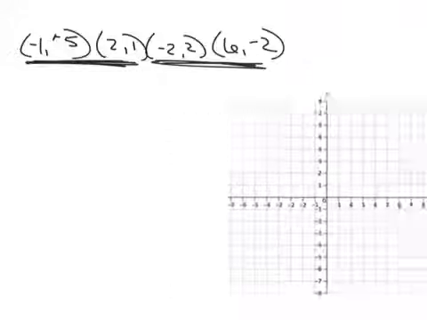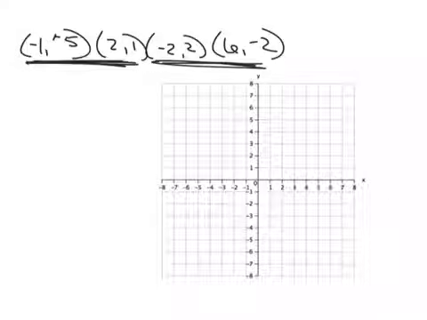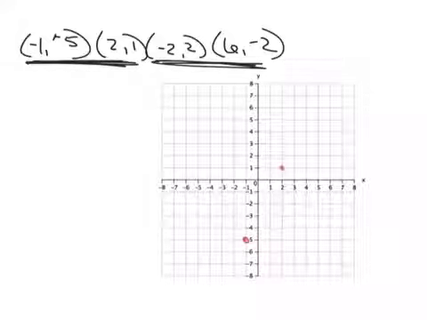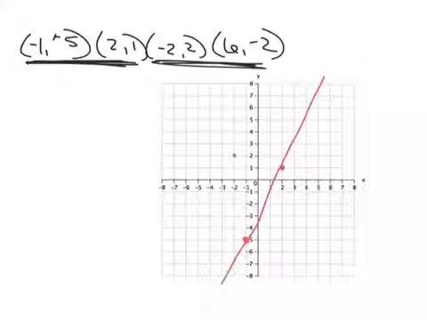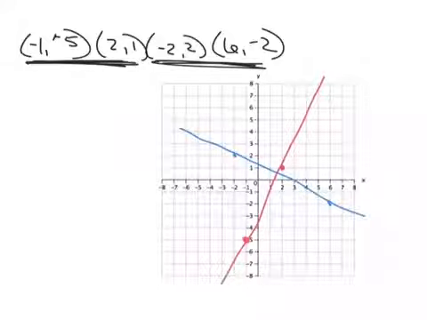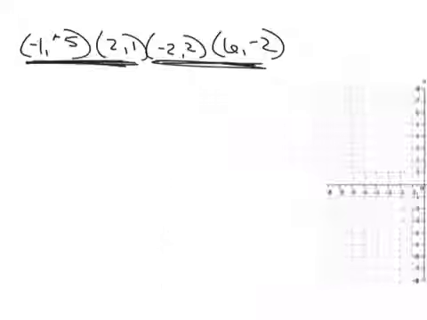So let's bring our graph back up here and graph this. So (-1, -5) is right here, and (2, 1) is here. Okay, and then (-2, 2) is here, and (6, -2) is there. Are those perpendicular or parallel? Well, we're not going to tell just by looking at the picture, but it looks like they're going to be perpendicular.